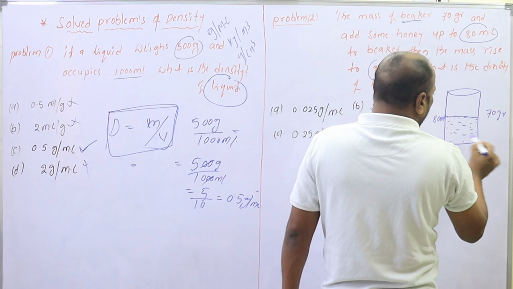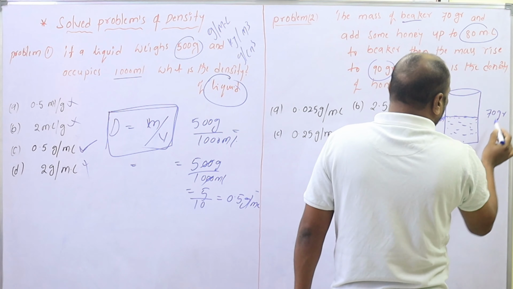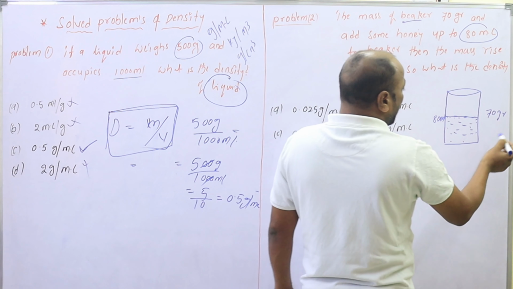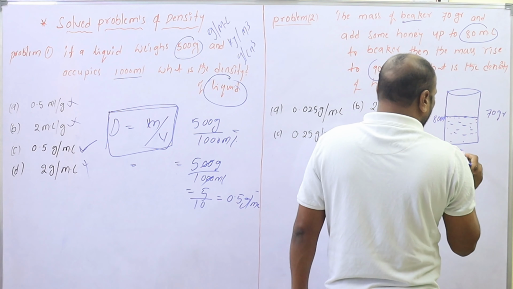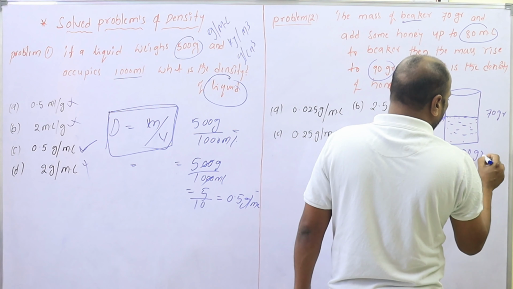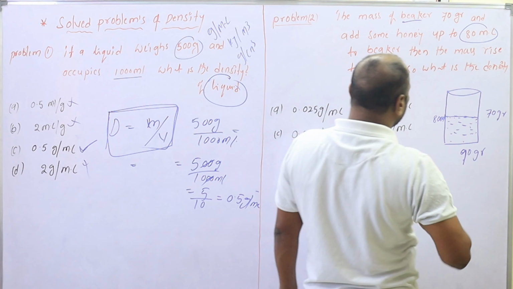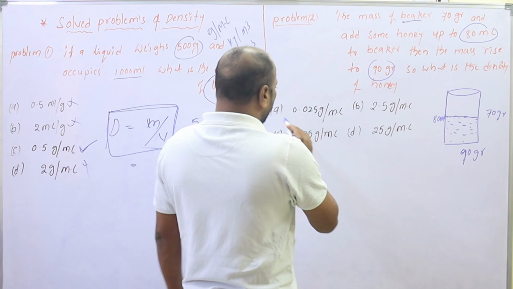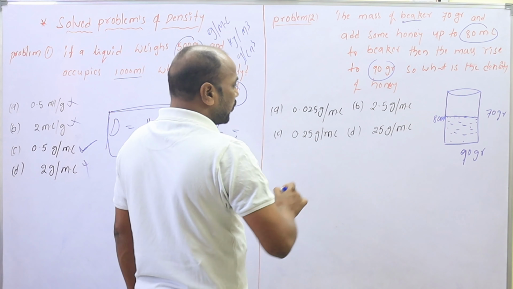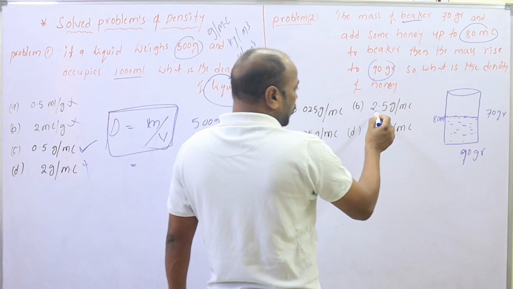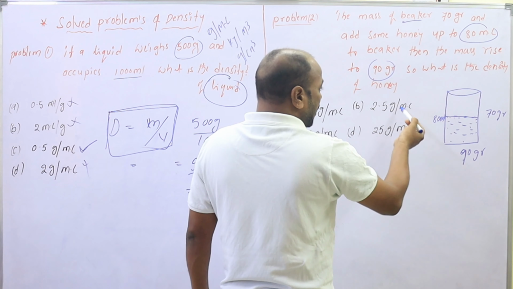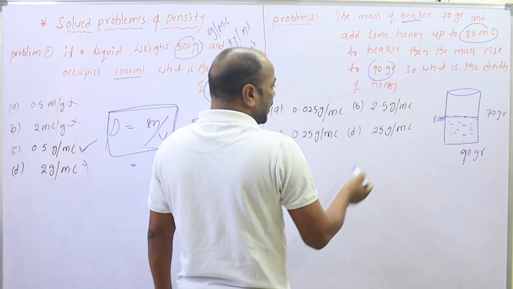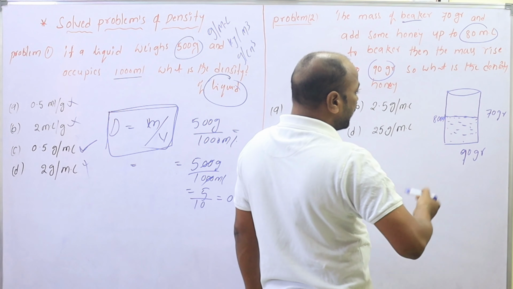So the total weight after adding 80 ml of honey is 90 grams. What is the density of honey? The four options are: 0.025 grams per milliliter, 2.5 grams per milliliter, 0.25 grams per milliliter, and 25 grams per milliliter.